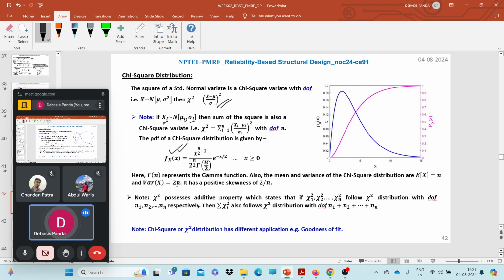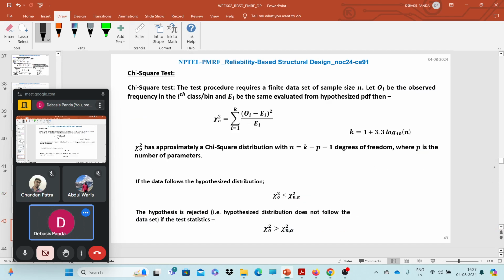Now the second property, the additive property. This is very important, we are going to use it in the chi-square testing. It says that if we have n chi-square variates and we sum them up, the summation will also be a chi-square variate. That particular property we are going to use for the chi-square test. On the next slide, we will see how the chi-square test can be performed.